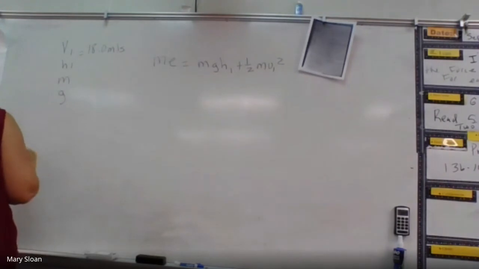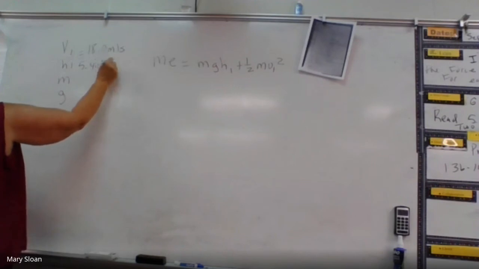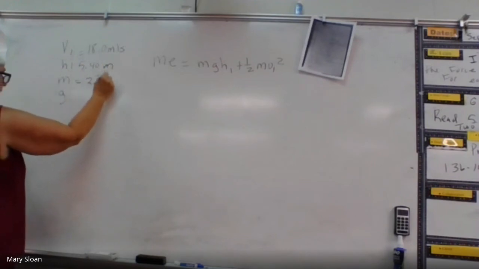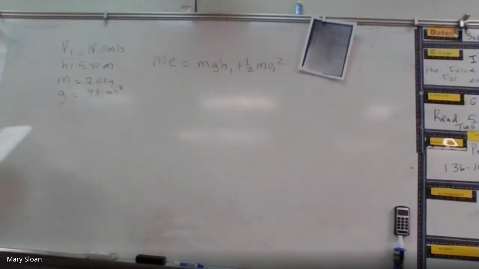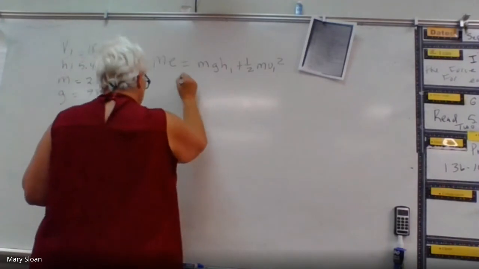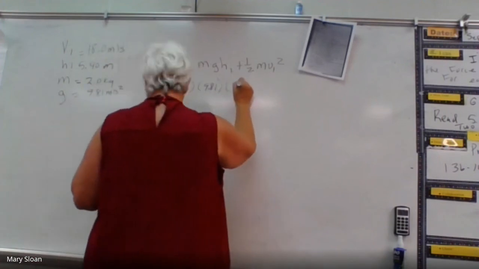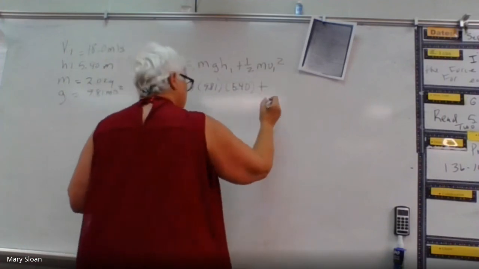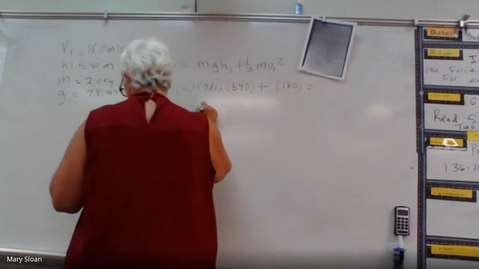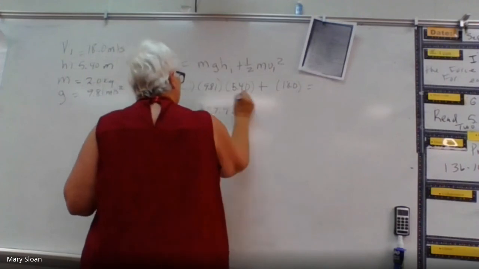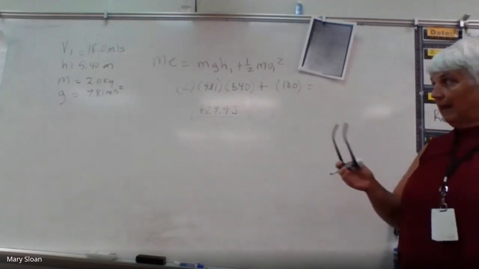Okay, your velocity one should have been 18 meters per second. Your height one should have been 5.40 meters. Your mass should have been 2.0 kilograms. And your gravity should be 9.81 meters per second squared. So what you're going to do is take your 2, times that by your 9.81, times that by 5.40, adding 18.0. And that should have given you 429.9 joules. And that is your answer. But it's only 3 significant figures, so it would be 430, right? Yes.